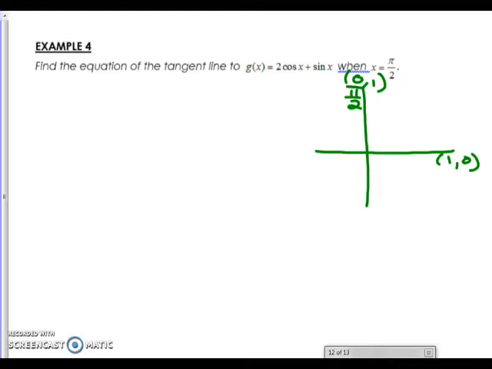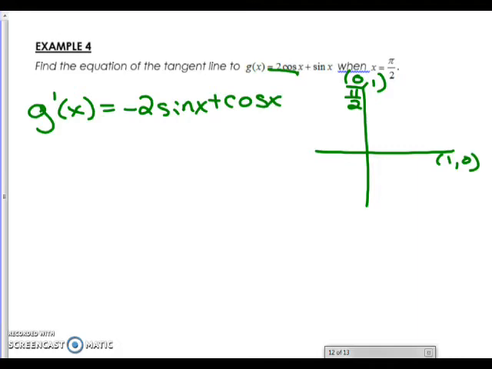Okay. So first I find the derivative. The derivative of cos is negative sine, so it's going to be a negative 2 sine x. And the derivative of sine is cos, so it's positive. So there's my derivative.